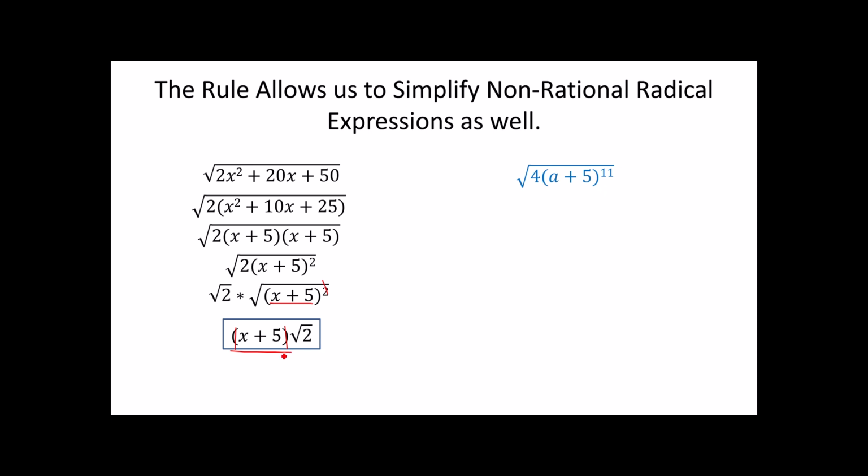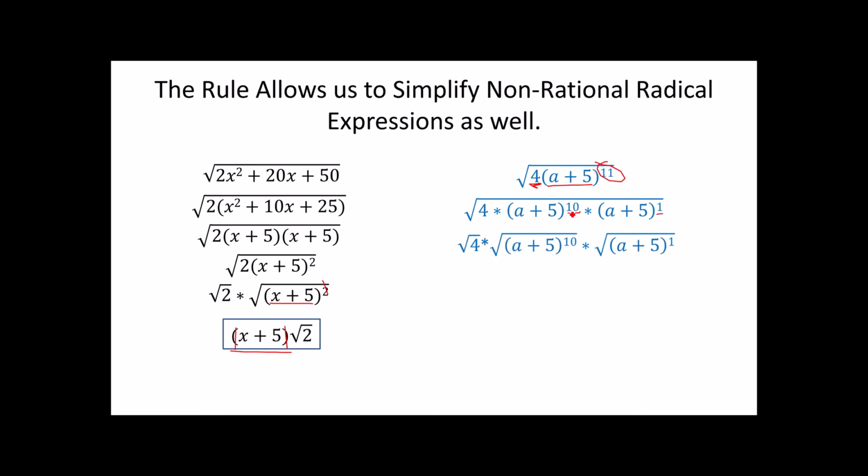One more for you. If you're fortunate enough and it is already written for you in factored form, notice that 4 is already a perfect square, but I have 11 of these. The largest perfect square is going to be the largest even number, which means I have a plus 5 to the 10th with the 1 left over. I'm going to square root each of those separately, the 4, the a plus 5 to the 10th, and the a plus 5 to the 1st.